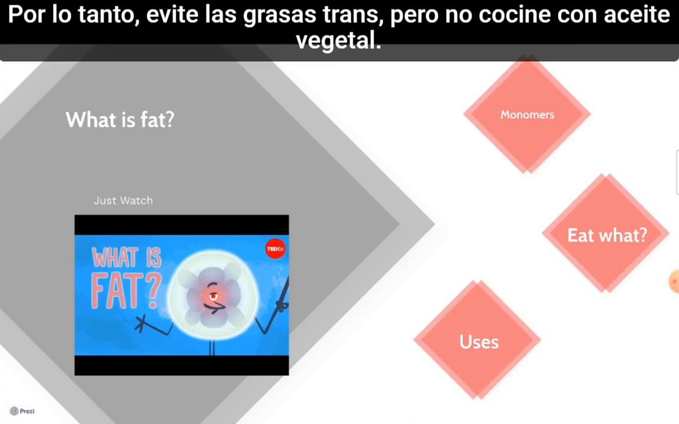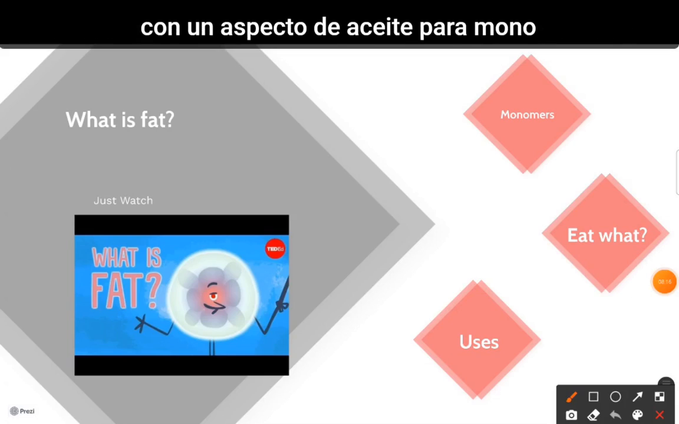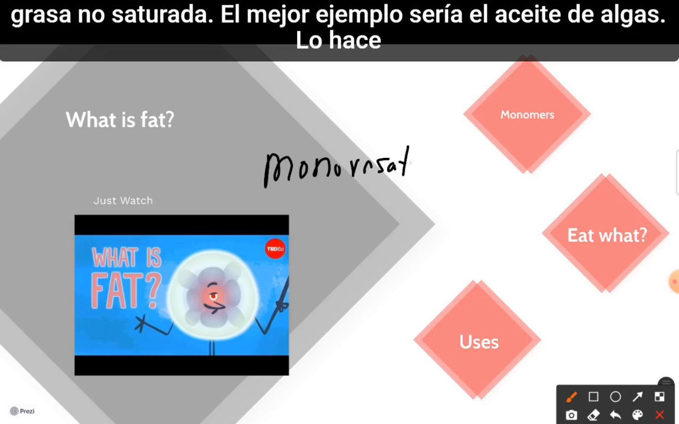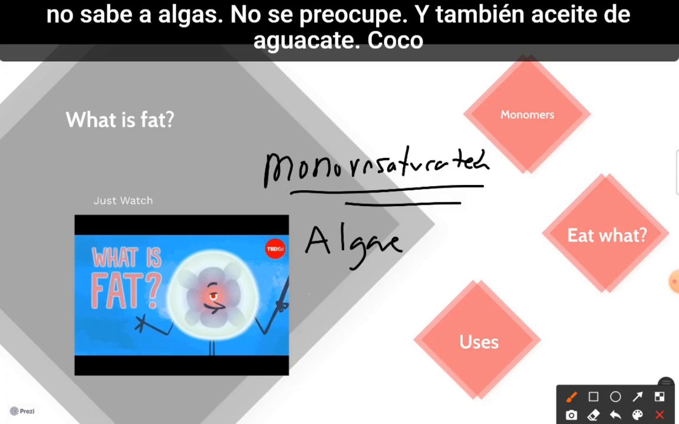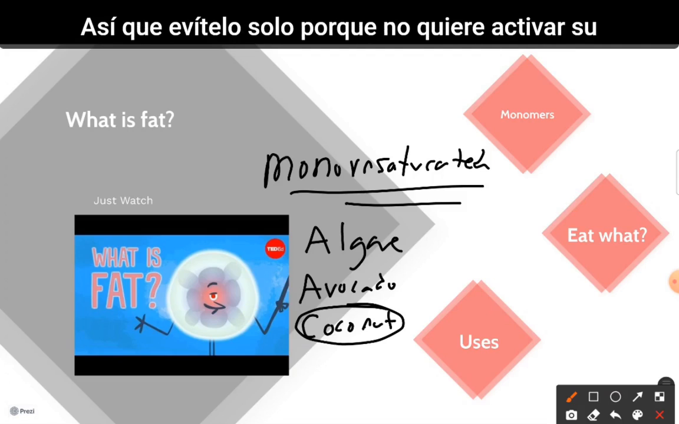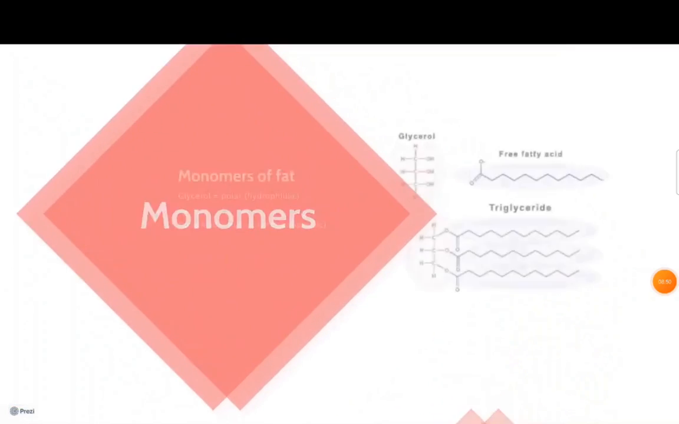So avoid your trans fats, but don't cook with vegetable oil. Don't cook with polyunsaturated fats. If you're going to cook with an oil, look for monounsaturated fat. The best example would be algae oil. Does not taste like algae, don't worry. And also avocado oil. Coconut oil is really good for you too, but it smokes. It gets smoky when you heat it up, so avoid that just because you don't want to set off your fire alarm.